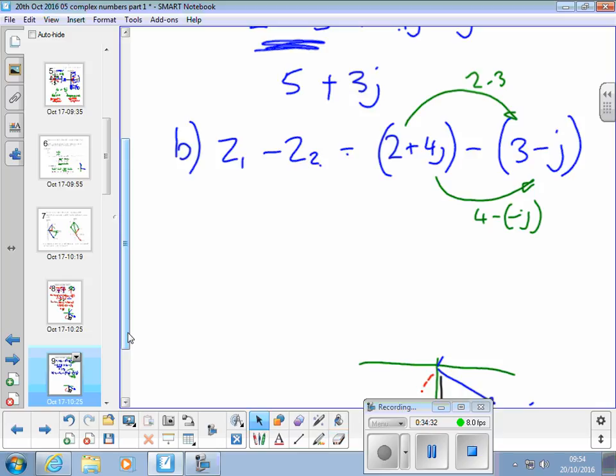So 2 minus 3 is minus 1. 4 minus j is 5j. Is that the same answer as we had before? Yeah?